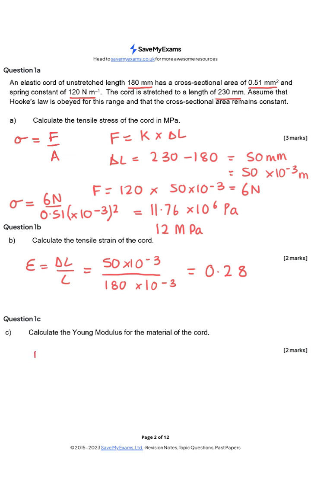And to calculate the Young's modulus, we do stress divided by strain, so we're going to use both the answers that we've already got. So 11.76 times 10 to the power of 6 pascals divided by 0.28, that gives us 4.2 times 10 to the power of 7 pascals. We've got the same unit as we did for stress because there's no unit for strain.